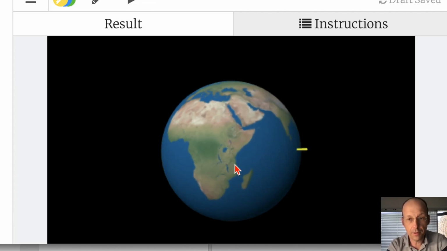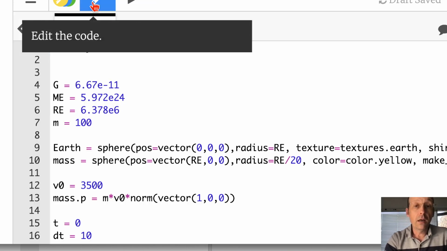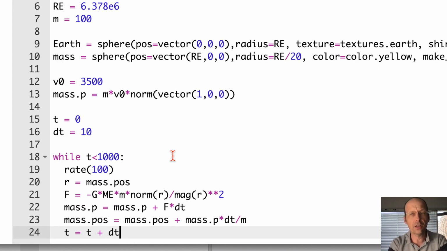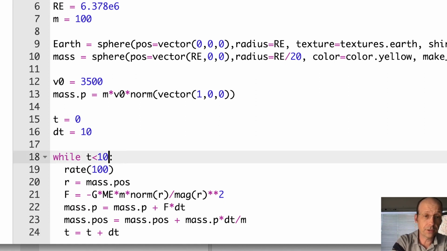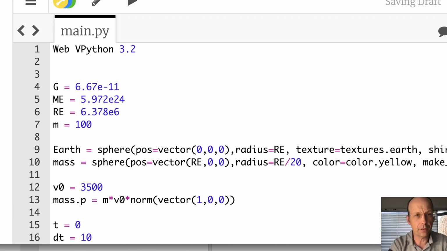And there it goes up and then back down. And it actually went into the Earth, and that's fine. Let's change this up. I don't know how long it's going to take to go up and back down. And that one did not escape. I don't know if you noticed that. So let's do this. While mag of mass.pos is greater than or equal to the radius of the Earth. So it's going to go up and back down. As long as it's greater than the radius of the Earth, it's going to keep running it. So we should get about the same thing.